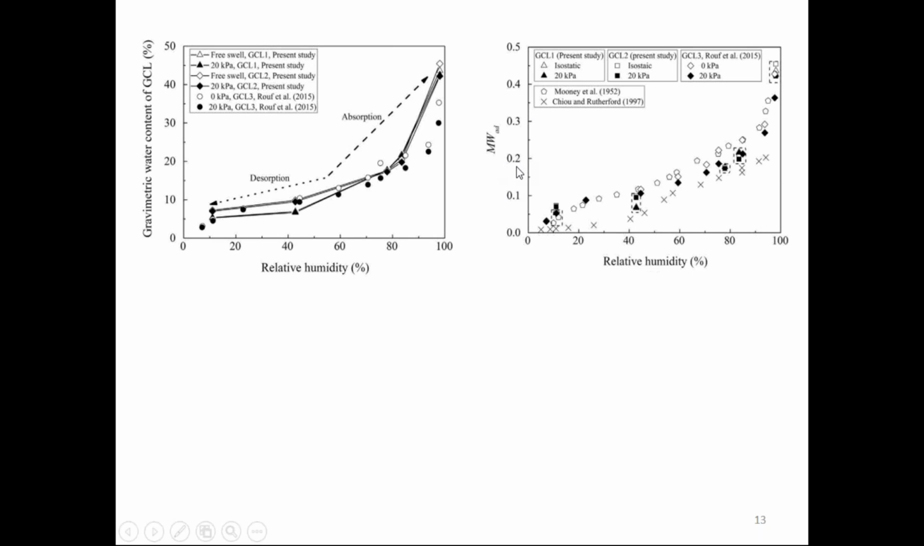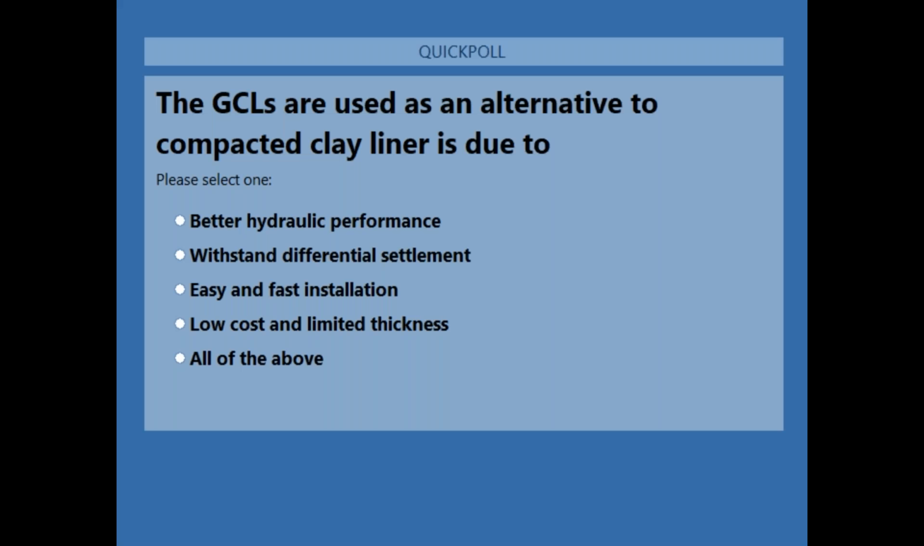Okay, sir, the first poll. Yeah, I am just sharing the first poll. Just a moment. So the first poll is about GCLs used as an alternative to compacted clay liner. I will launch the poll, and I request all the members to kindly participate.